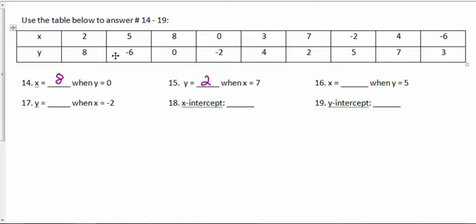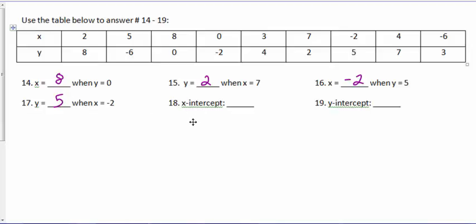X is blank when y is 5. So let's look on the y's for 5. And there's only one 5, and its x value is -2. Y is blank when x is -2. So let's look on the x's till we get -2. There you go. That's the only one there. So its y value is 5.